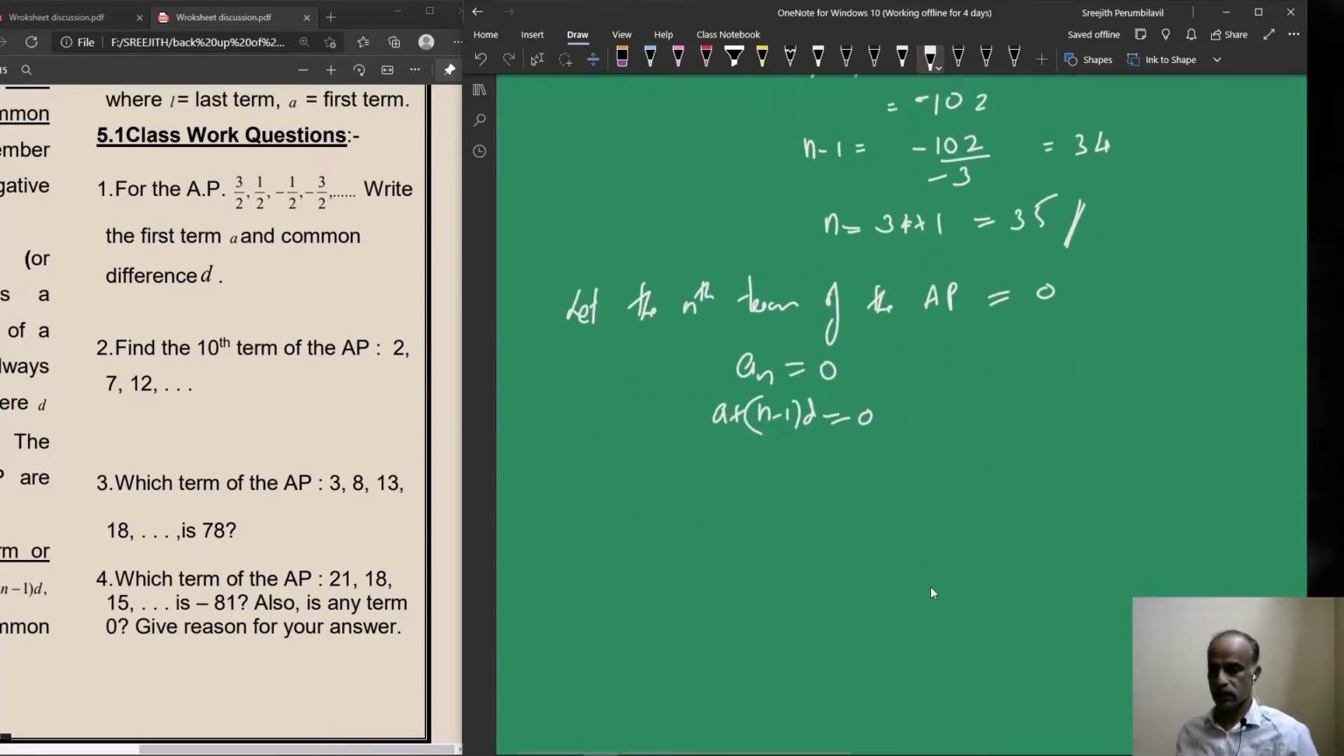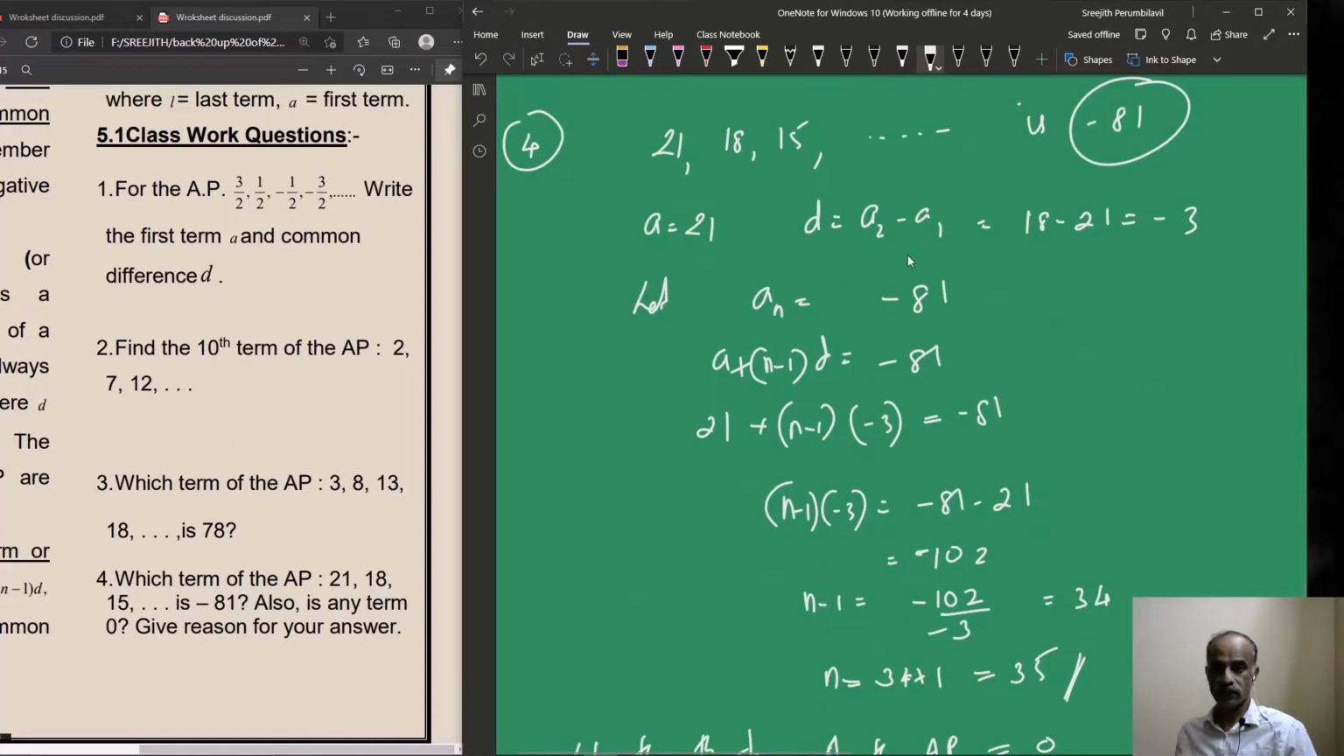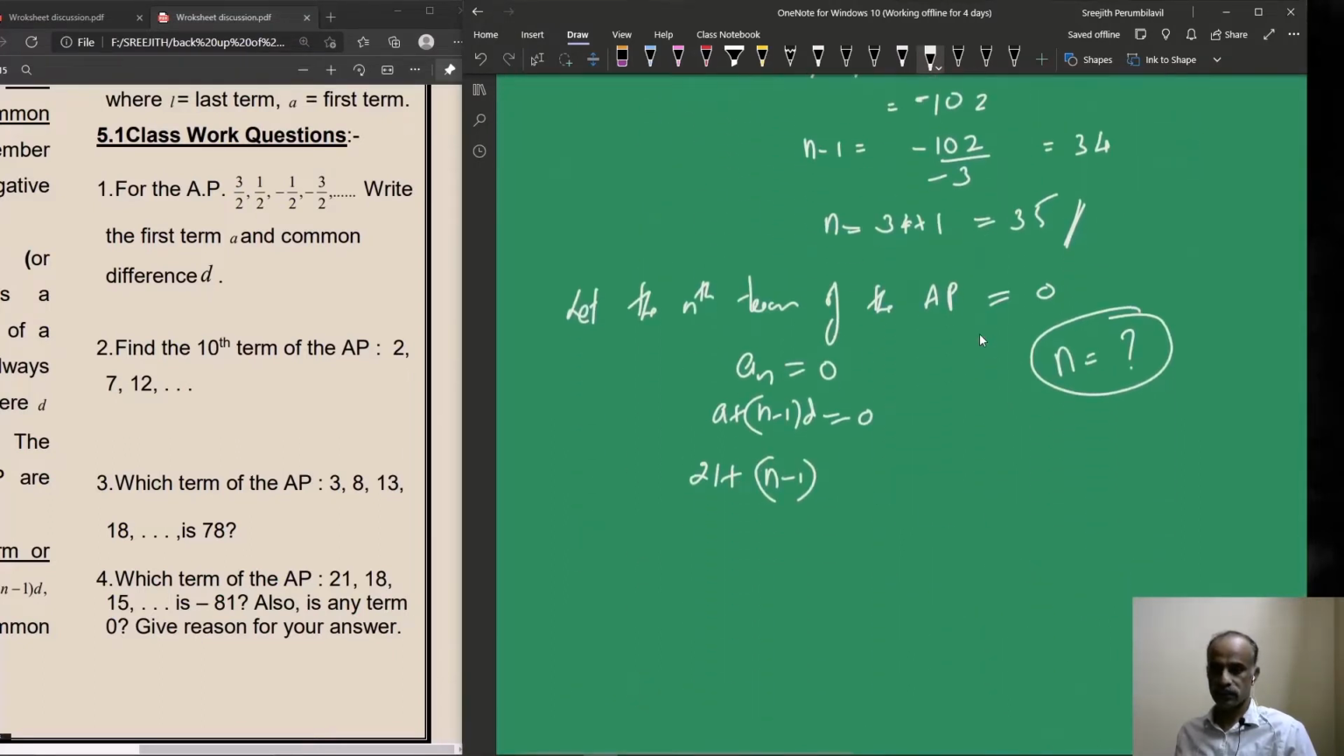a plus (n minus 1). What is a? 21 plus (n minus 1) into d. We have to find the value of n here. Which term? Let the nth term be the 10th term, 20th term. What is d here? In this question we found out d. d is equal to minus 3. So 21 plus (n minus 1) into minus 3 is equal to 0.